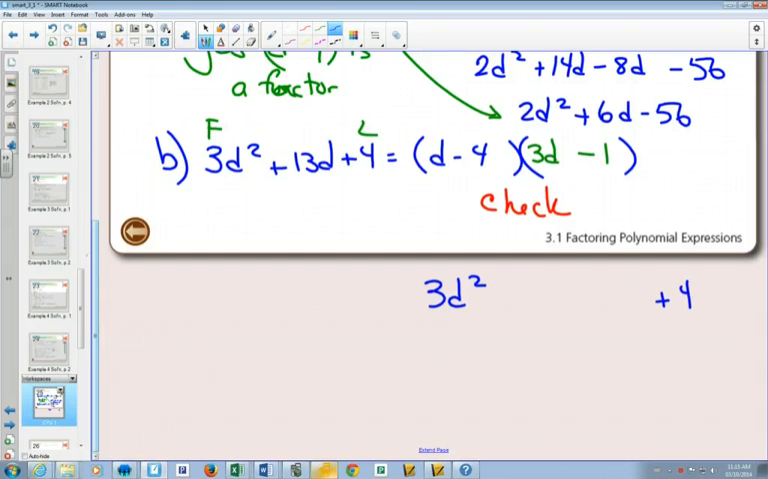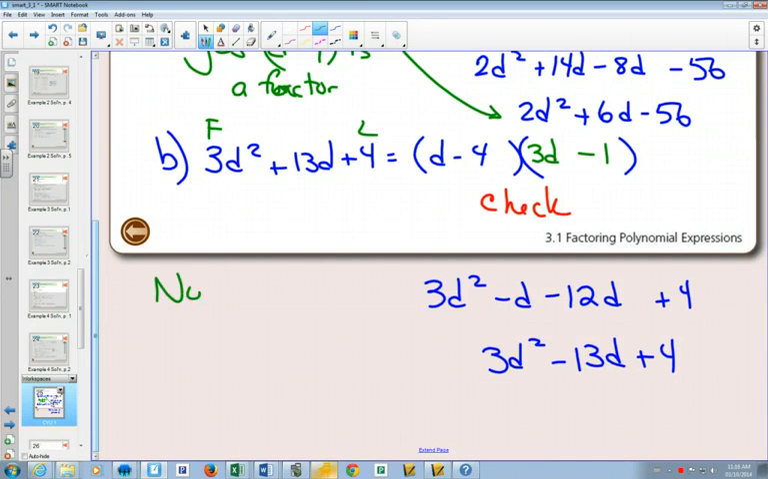When I check my outside, I have negative d. And if I check my inside, I have negative 12d. And when I simplify my like terms, is that the same as what we started with? No. So d minus 4 is not a factor.